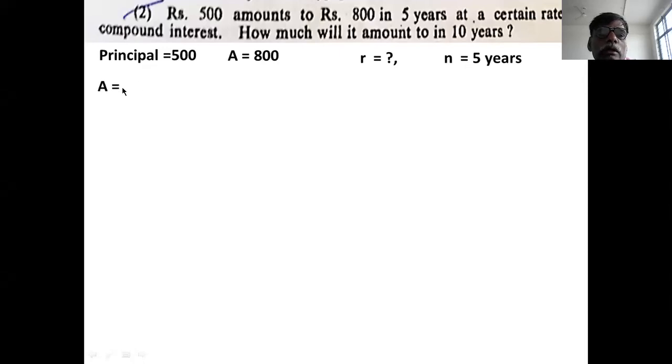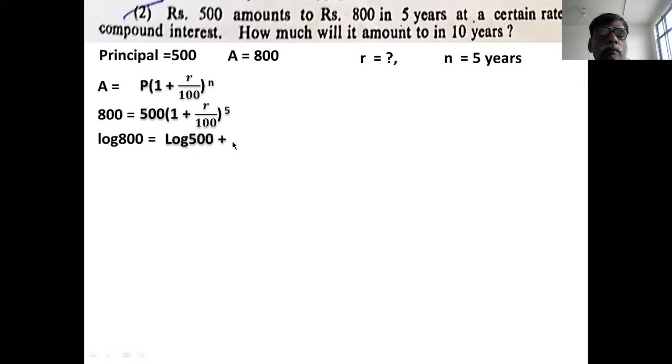If you calculate R, A is equal to P in the bracket 1 plus R by 100 raised to N. You write this equation. So 800 is equal to 500 into (1 plus R by 100) raised to 5. Log 800 is equal to log 500 plus 5 log (1 plus R by 100). It is not possible to solve this bracket.